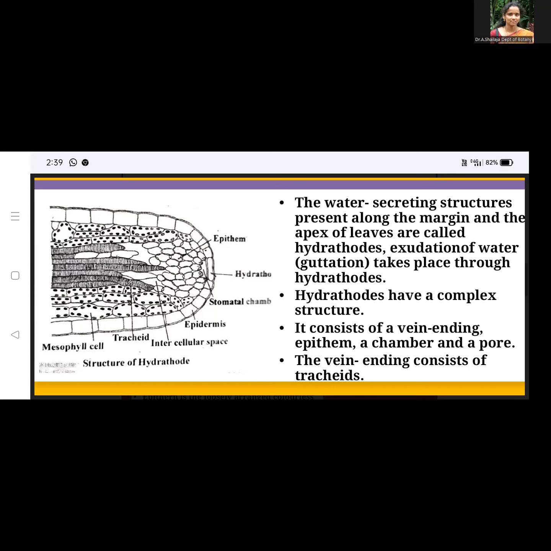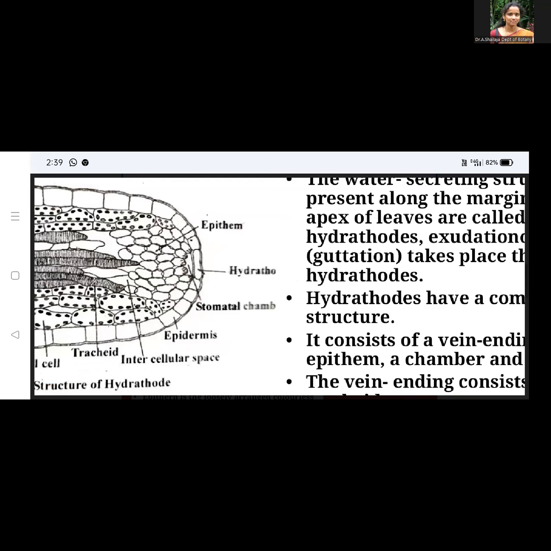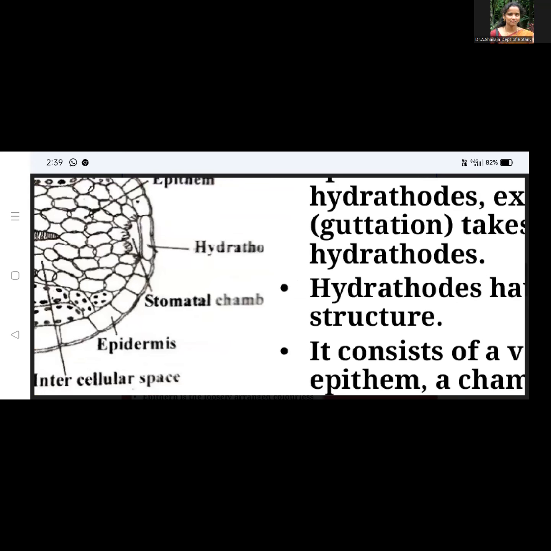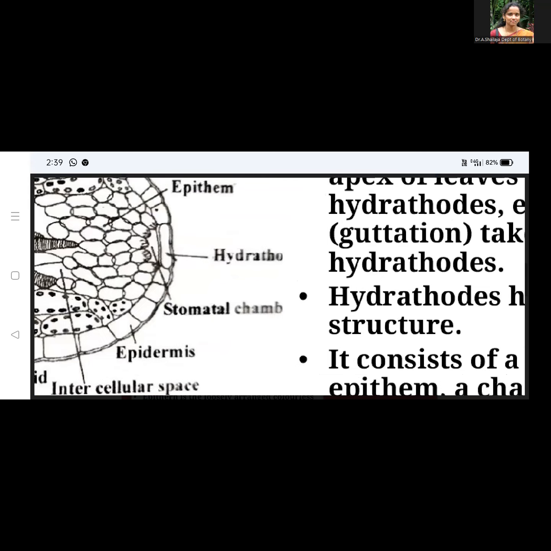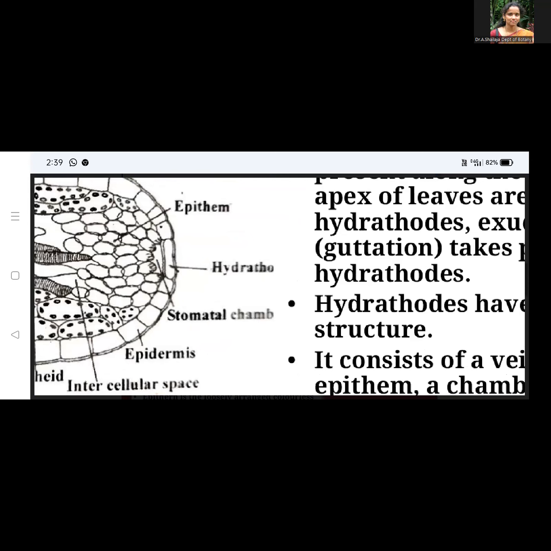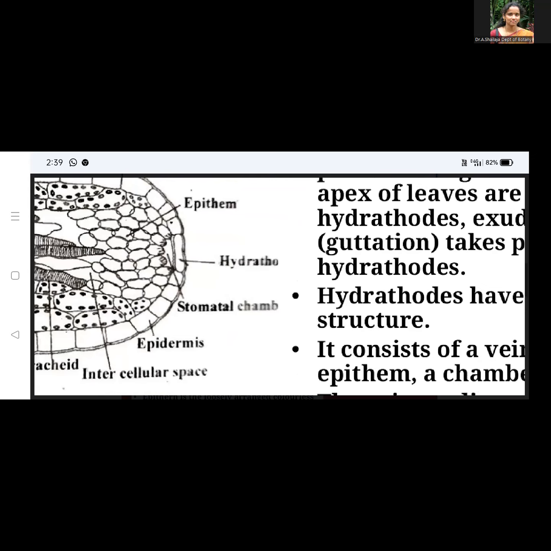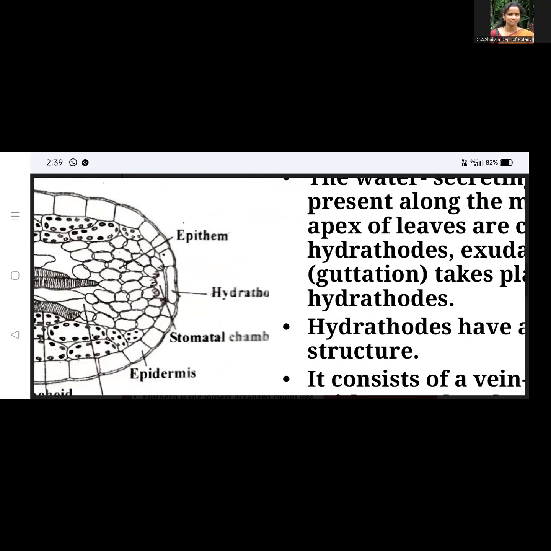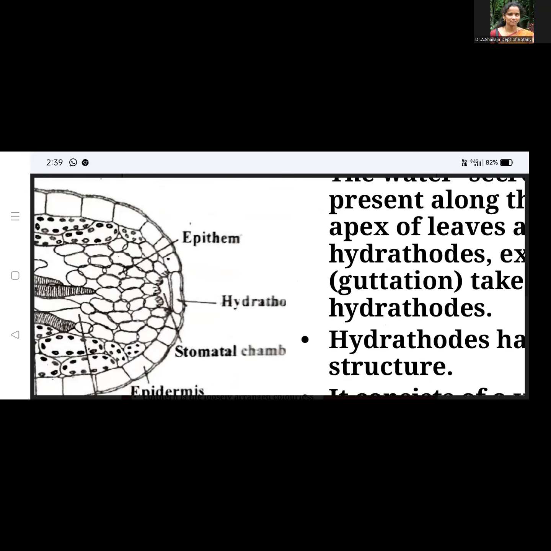This is a special structure. Each hydathode has an aperture or ostiole guarded by two guard cells. See here, this is the hydathode. It has the stomatal chamber and two guard cells. Inner to the aperture is an airy cavity below which are loosely arranged parenchyma cells. These loosely packed parenchyma cells are called epithem.